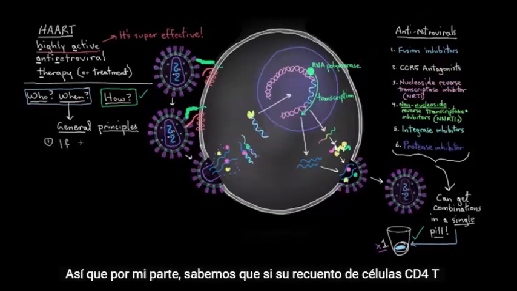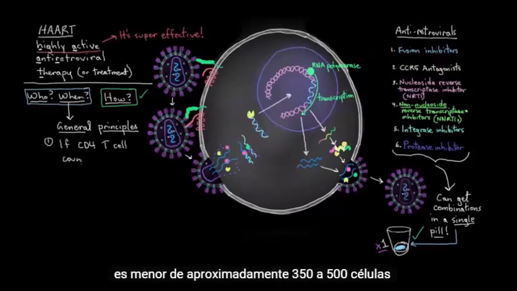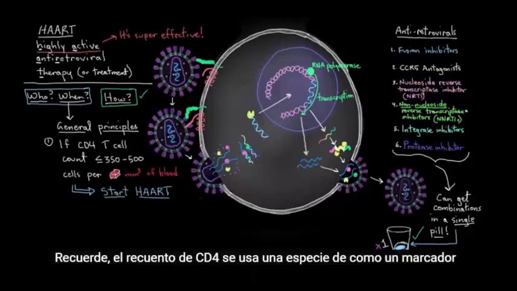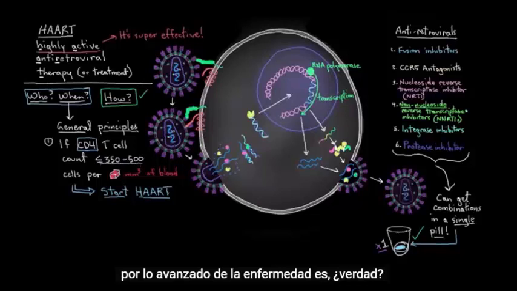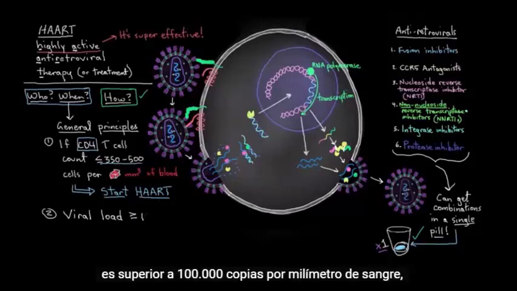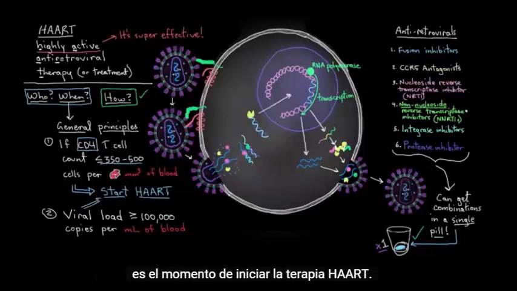So for one, we know that if your CD4 T cell count is less than about 350 to 500 cells per cubic millimeter of blood, then it's time to start HAART. Remember, CD4 count is sort of used as a marker for how far along the illness is, right? The lower the CD4 count, the more damaged the immune system is. Viral load is important too. If the amount of HIV in your bloodstream is higher than 100,000 copies per milliliter of blood, it's time to start HAART.